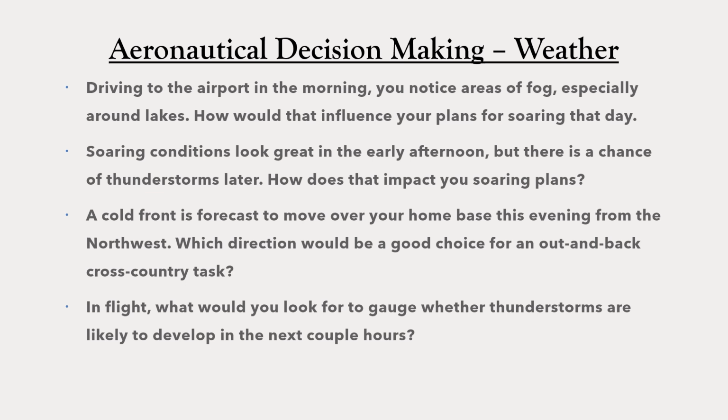So suppose you're in flight. What things do you need to be looking out for out the window, and what weather sources are available to you in flight, for you to know whether thunderstorms are likely to develop in the next couple hours while you're still up soaring?